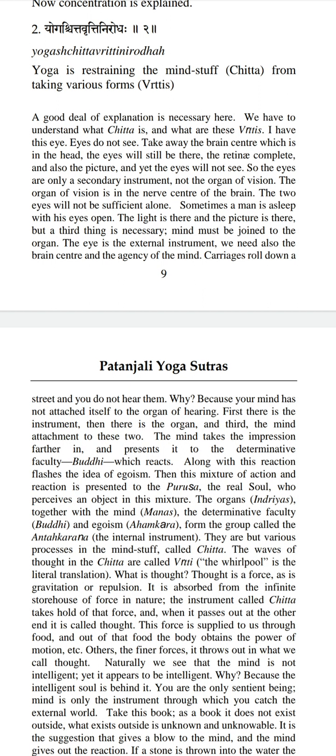Now, the eye is the external instrument. Earlier, it was quoted that eye is a secondary instrument. Now it is quoted that it is an external instrument. So secondary and external are almost defined in a similar manner. We need also the brain center and the agency of the mind.